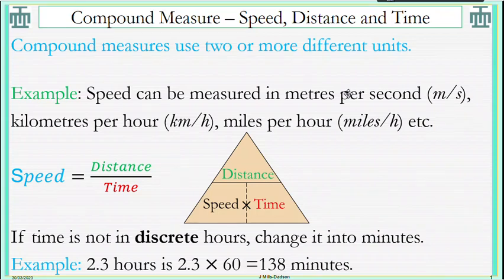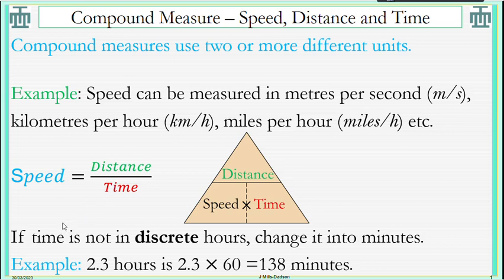In today's lesson, I'll be talking to you about compound measure, speed, distance, and time. The formula we normally use is speed equals distance over time. And some people also prefer to use a triangular formula, which is still the same.